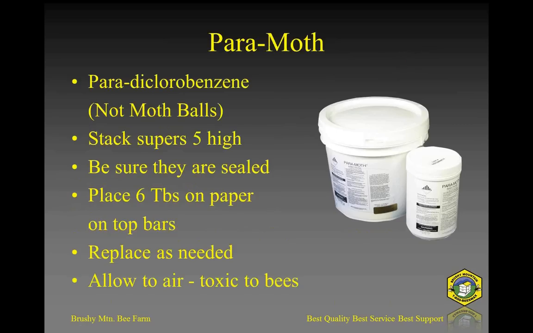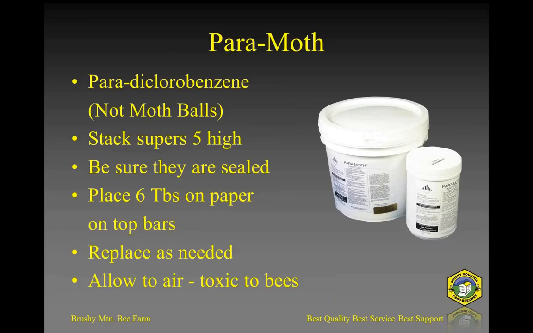Paradichlorobenzene, or paramoth. This is not your traditional mothballs. Traditional mothballs have naphthalene in them. Naphthalene is toxic to bees, and it gets into the wax. So paradichlorobenzene smells a lot like mothballs, but it's a little bit different chemical formulation. You should be aware of that. This is used for wax moth, and it's used on stored equipment only. There is no registered product for use for wax moth inside the hive. This is used only for stored equipment.